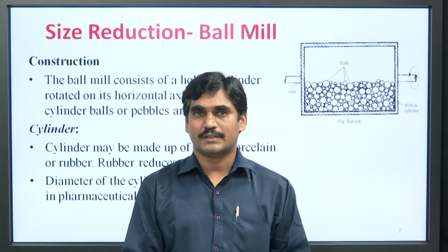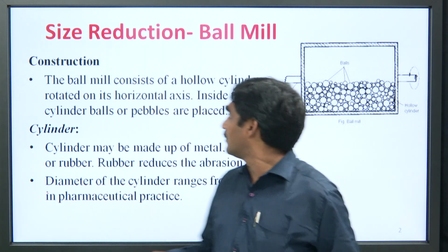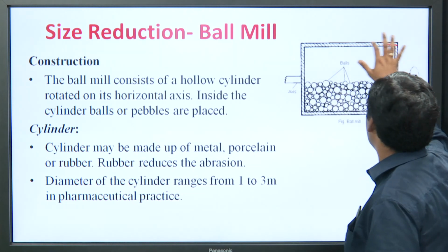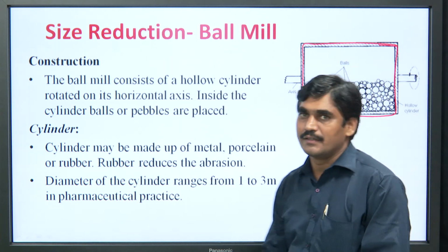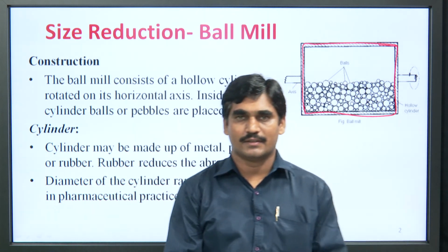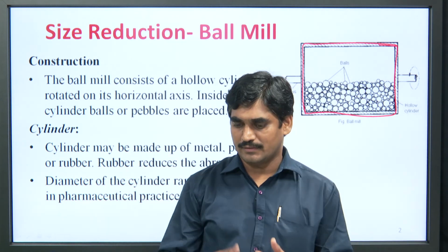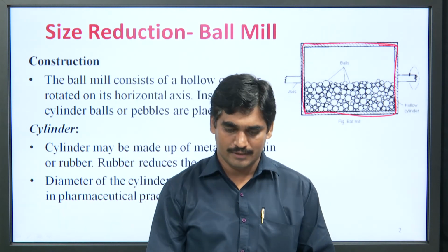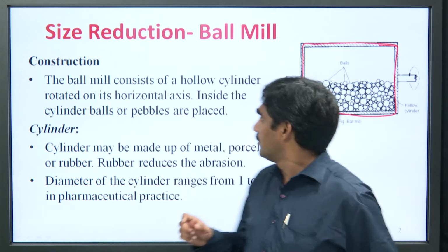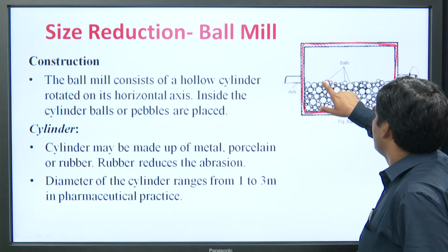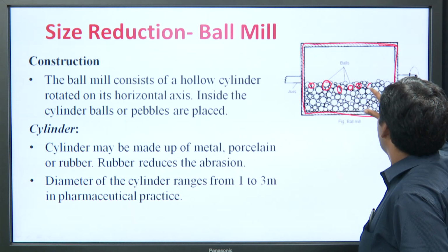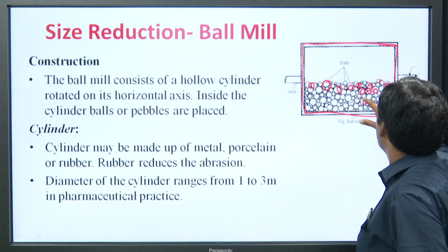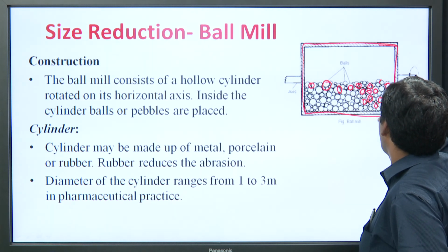As you see in the diagram, this is a typical diagram of a ball mill. It is a cylindrical structure, or we can say a hollow cylinder, which is rotated on the horizontal axis. So, inside this cylinder different balls are kept. These are the balls which are used for the size reduction process.